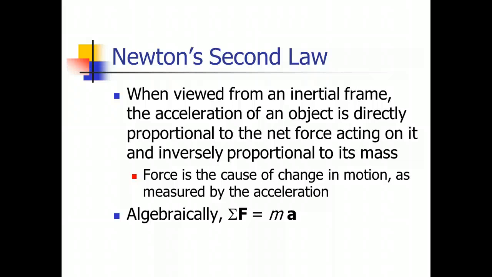Now, that's important for us to understand because Newton's second law has to deal with mass, not weight, but mass. So Newton's second law says that when we are in an inertial reference frame, the acceleration of the object is directly proportional to the net force and inversely proportional to its mass. So that means that our acceleration increases when we increase our force, our net force specifically, and our acceleration decreases when we increase our mass, right? That's the idea of directly proportional versus inversely proportional.